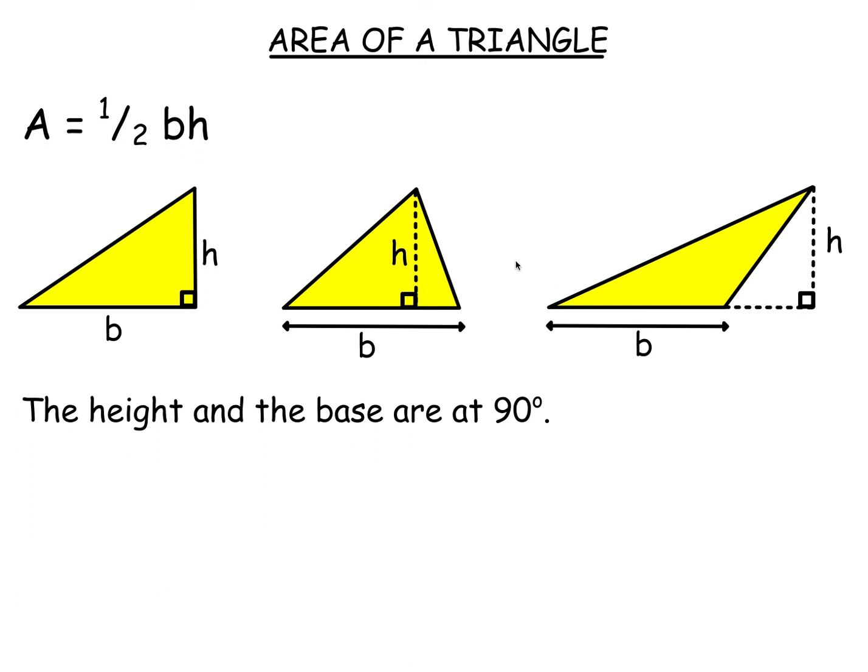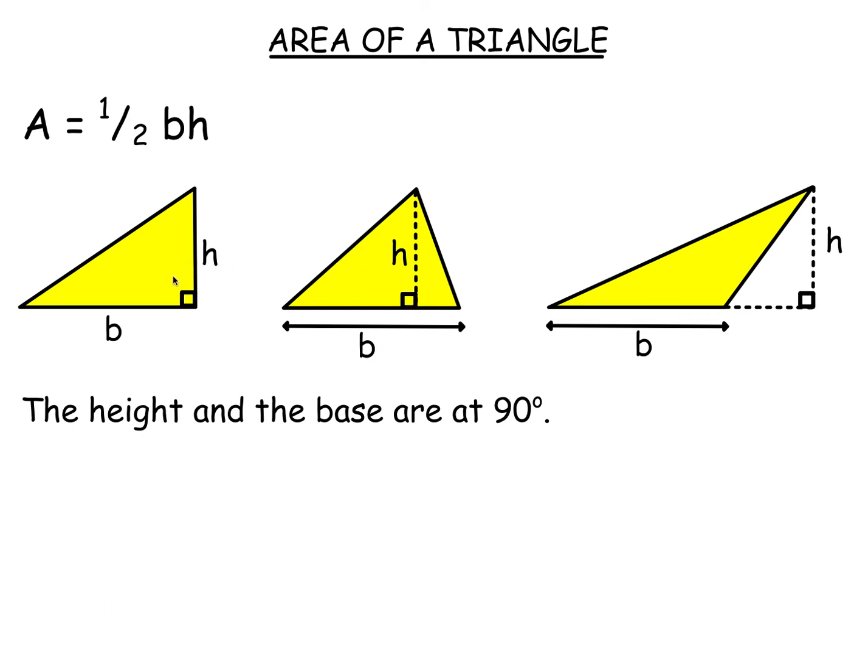This is the first video in a series on area. We're looking at the triangle. The formula here is A equals a half BH. B represents the base, which is a side of the triangle, and the height is drawn from a corner at right angles to the base, so the base and the height are perpendicular.